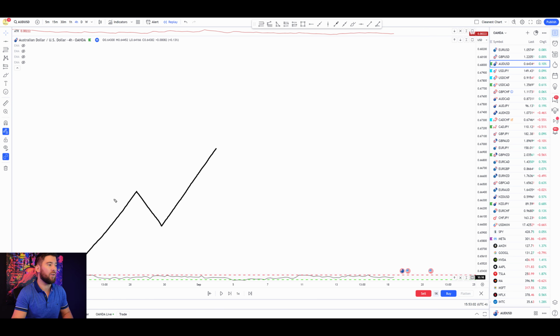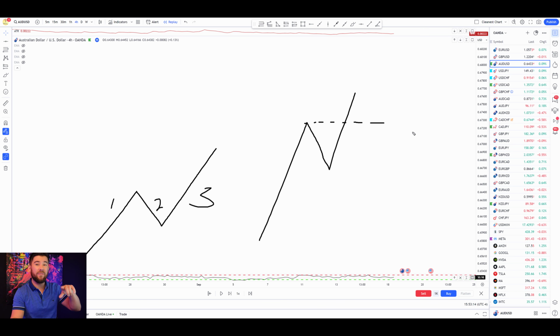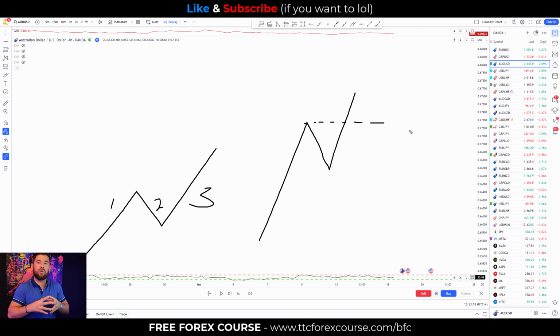This is what I call a 1, 2, 3 move, and it just consists of a push up in price, a pullback, and then a push up that breaks above the previous resistance. This is the very first step of this strategy, and as soon as I see this, I start to look for this setup.